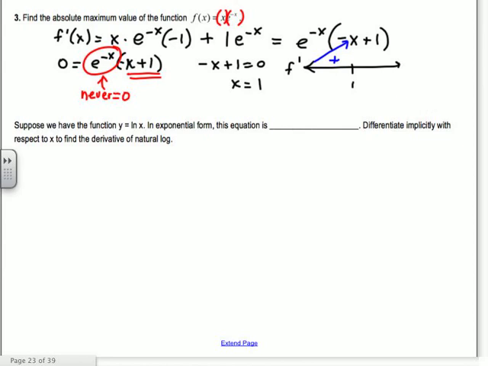Okay, now plug in 2. If I try 2, I have e to the negative 2 times negative 2 plus 1. So I get negative e to the negative 2. E to the negative 2 is positive, but then I have that negative up front. So it's negative. So that means my original function is decreasing. So do I have a maximum or a minimum? Maximum. I have a highest point.